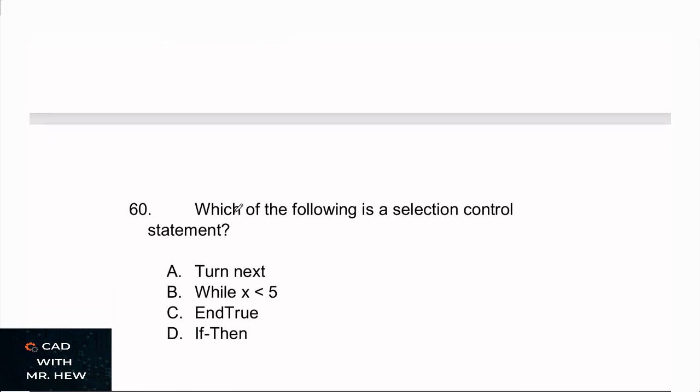60. Which of the following is a selection control statement? A, turn next. B, while x is less than 5. C, nth true. D, if then. Which answer did you choose? The correct answer is D.